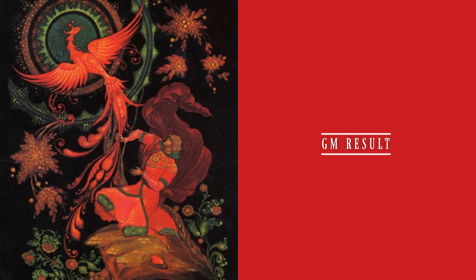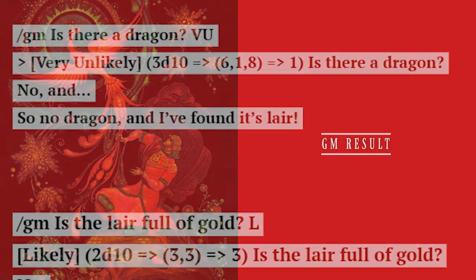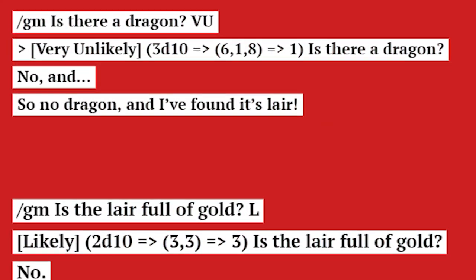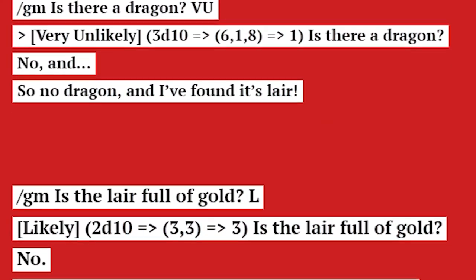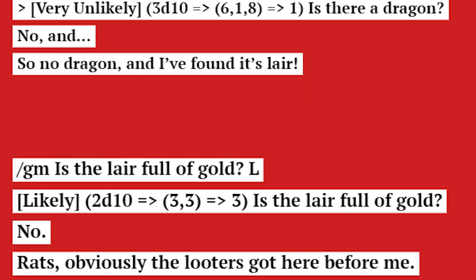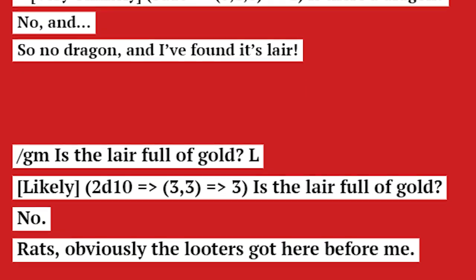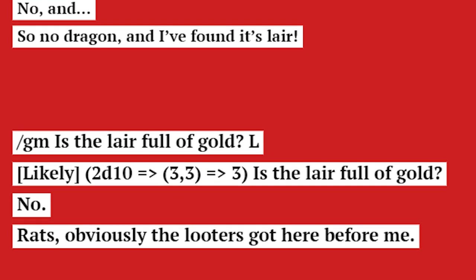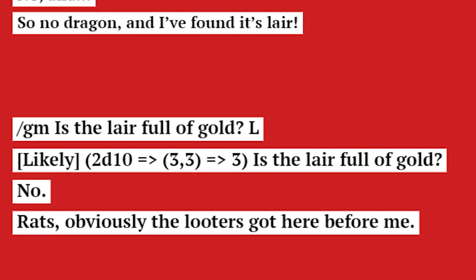GM results. The best part of the GM Roller's results is that on a critical yes or no, the answer will be followed by the word and, which for yes could mean yes and then some. It would be interpreted as an even better result. However, on the answer of no and, this is interpreted as no and it gets worse.